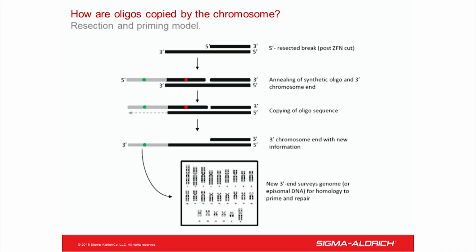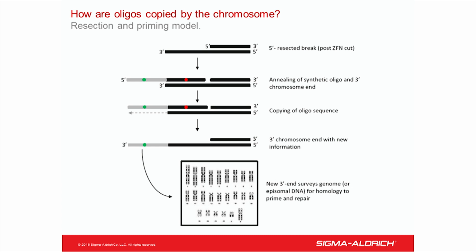Everything we've seen to date agrees with what I'll just call a resection and priming model. It may be SDSA. Dana, maybe you can term it for me better. This is how, whenever we're thinking about making oligos, we think of this process happening on the chromosome. You have a cut happen, and I'm only showing the right-hand side of the cut here. During HDR, the chromosome gets 5' end resected, so you wind up with a 3' overhang on the chromosome. If you throw in an oligo that's complementary, that 3' end can prime onto the oligo and start copying.